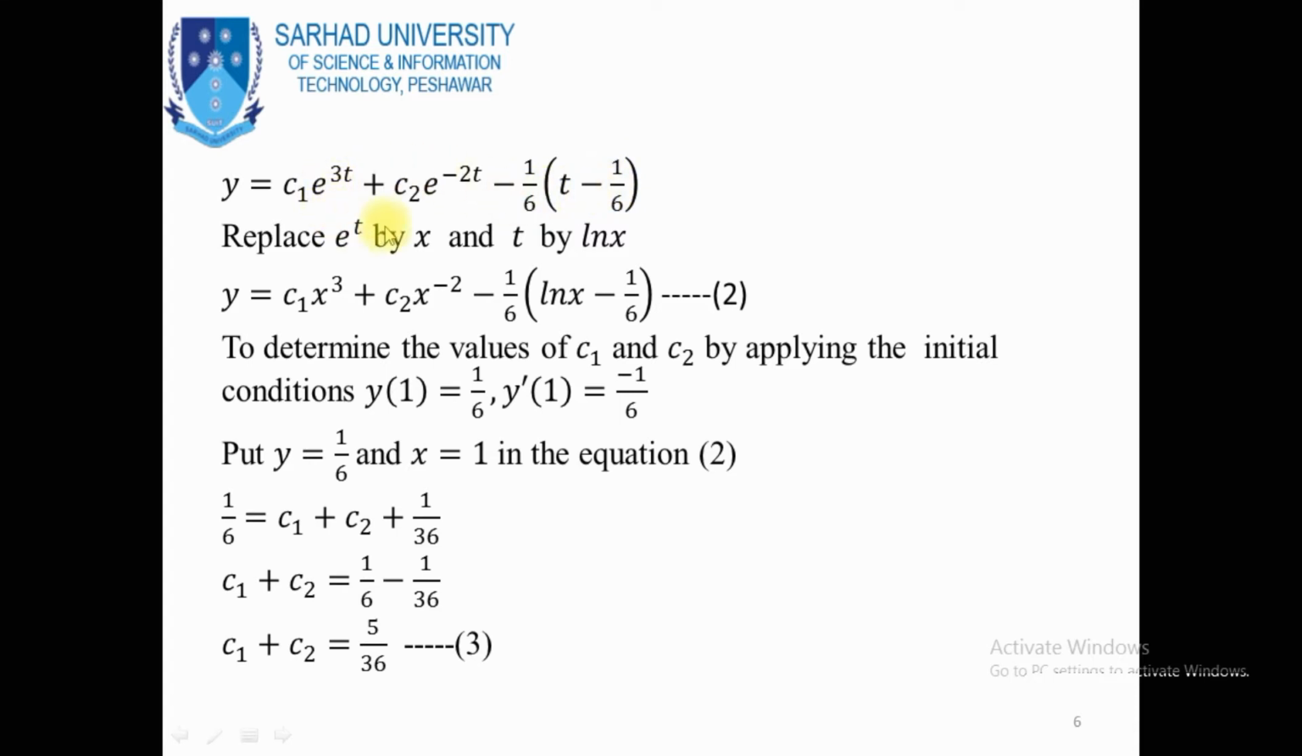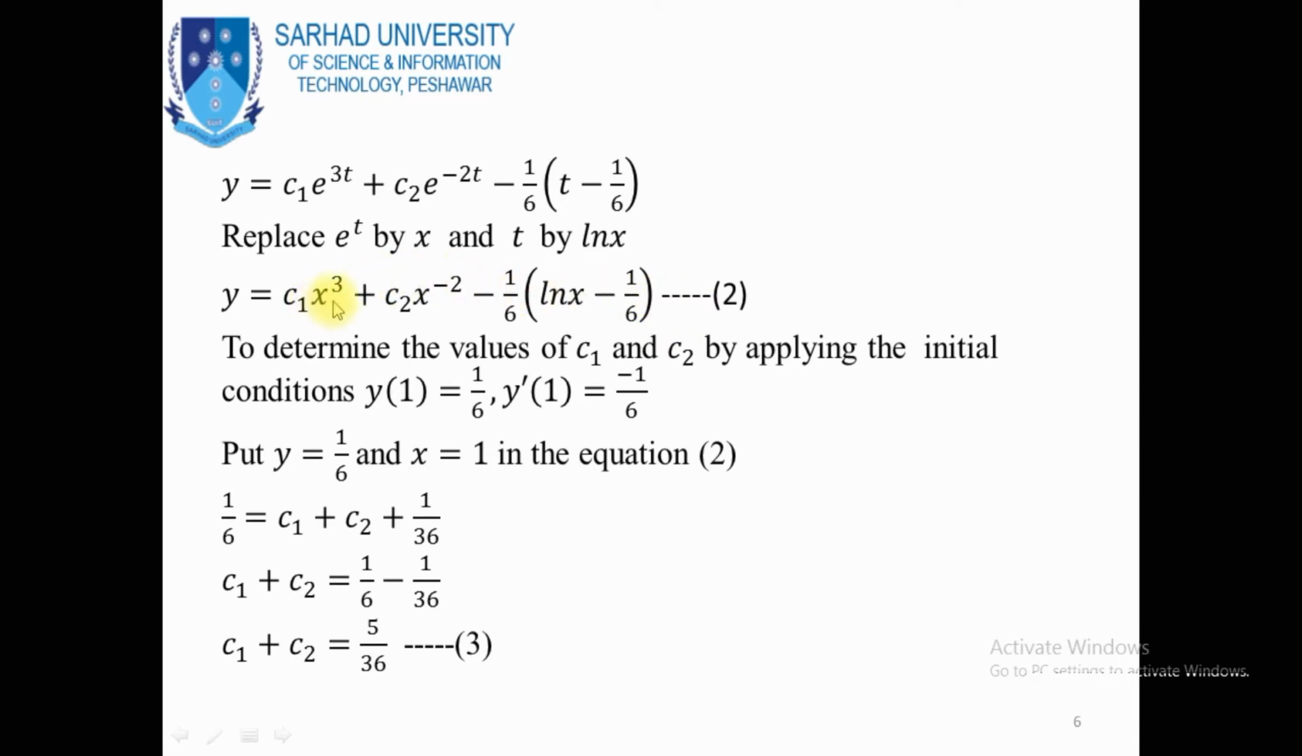Now replacing e power t by x and t by log x, we obtain the general solution c1 x cube plus c2 x power minus 2 minus 1 over 6 into natural log of x minus 1 over 6. This is equation number 2.